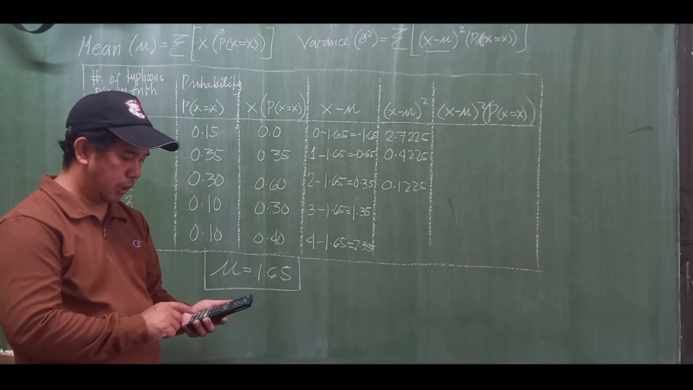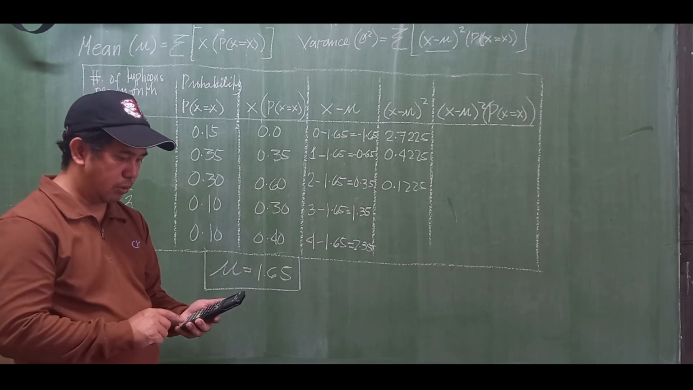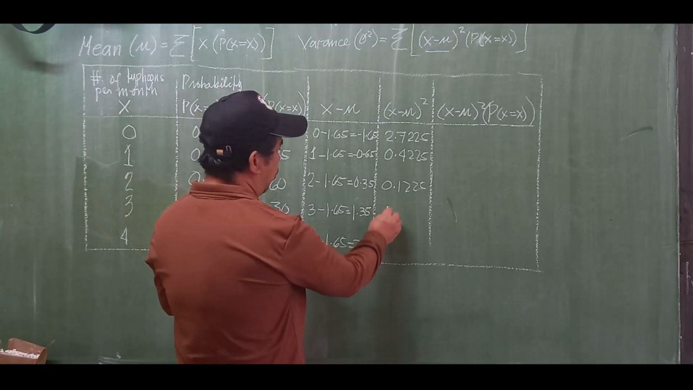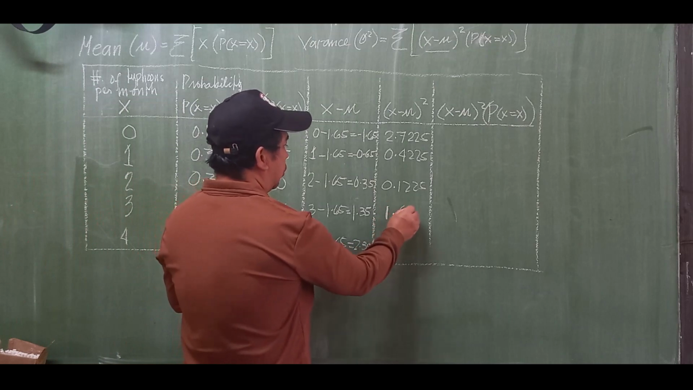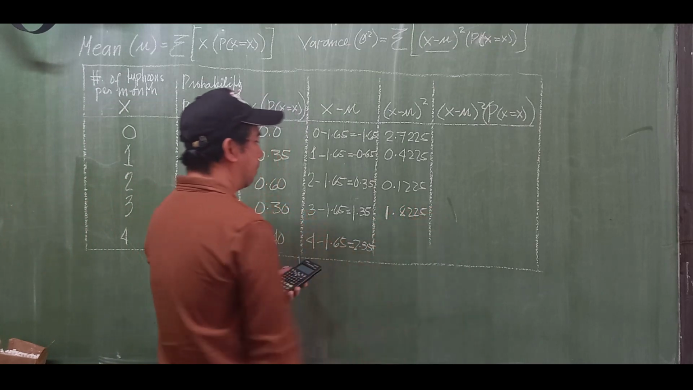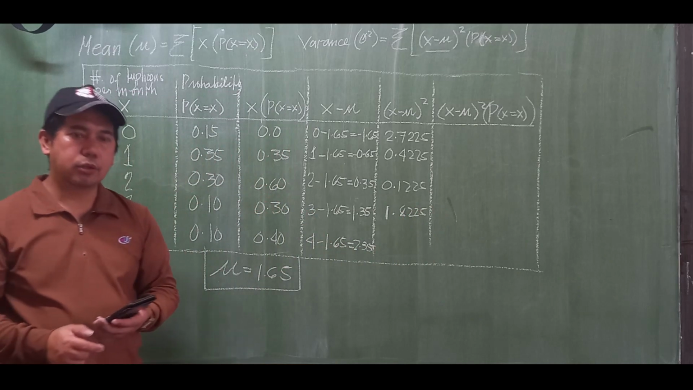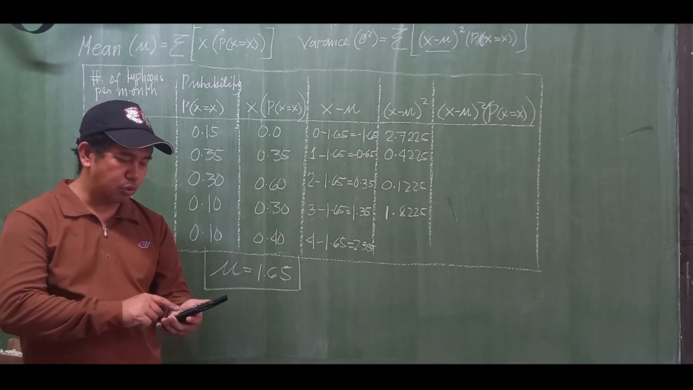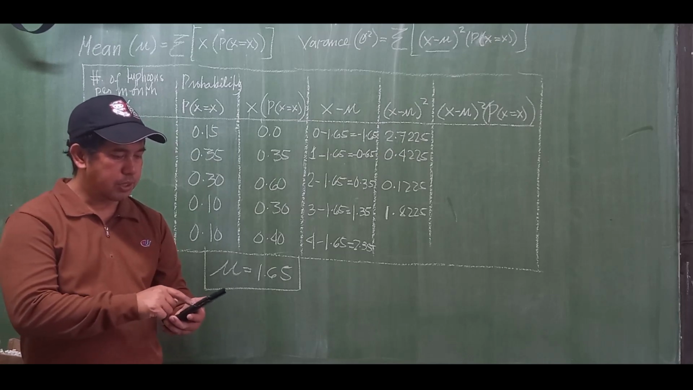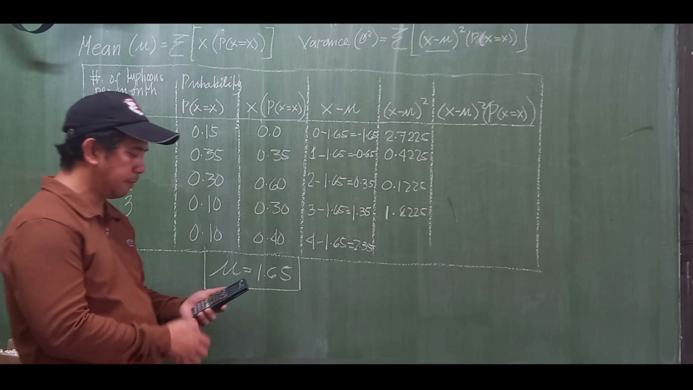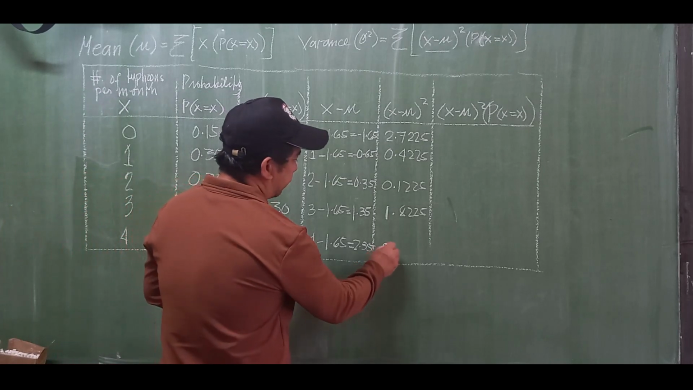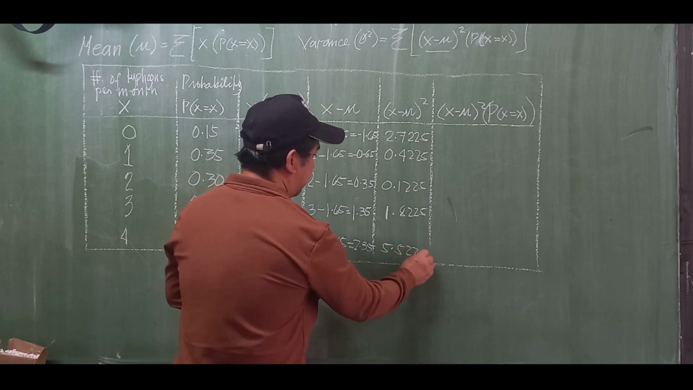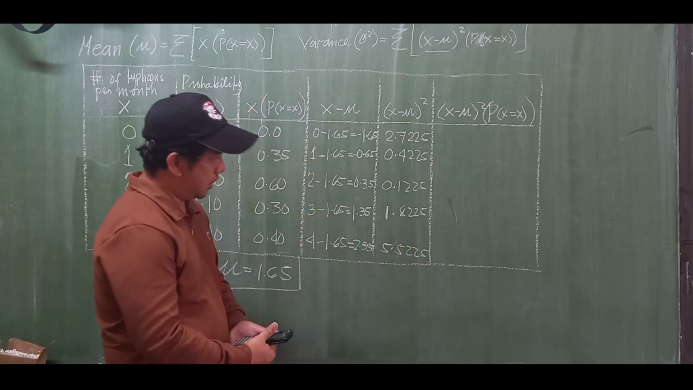Now the next one is, of course, the same as 1.35 raised to the second power. It will give you a result of 1.8225. And of course, that is the same as the next one, 2.35 raised to the second power. It will give you a result of 5.5225. Okay? So these are the results.